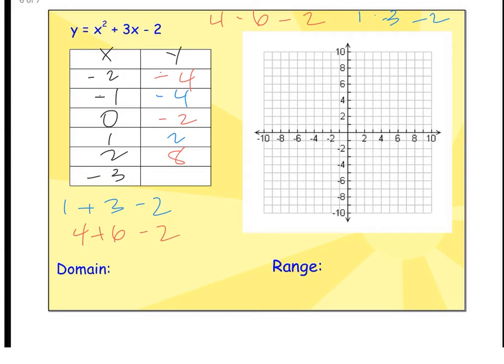So for that one then I would get 9 minus 9 minus 2. That gives me a -2. So I think I have a pretty good idea of what my graph's going to look like. I'm going to start graphing.